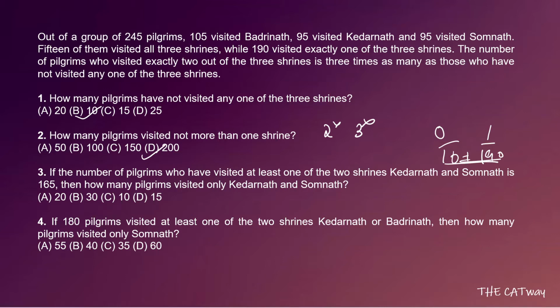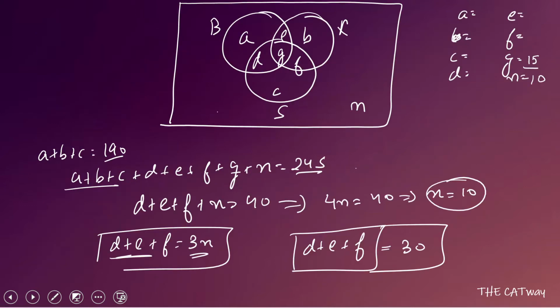Question 3. If the number of pilgrims who have visited at least one of the two shrines, Kedar and Somnath, is 165, then how many pilgrims visited only Kedar and Somnath? So what we have been given is the total number of pilgrims who visited Kedar and Som. Here, what we have to find out is the value of F. So we are going to use the classic definition of Venn diagram.